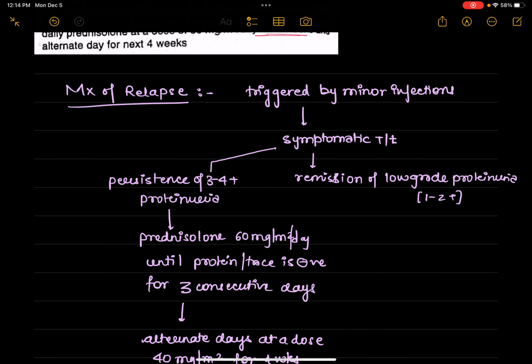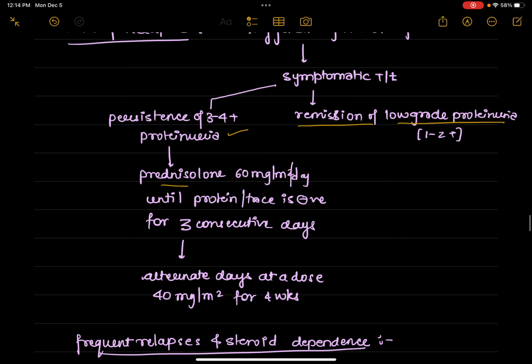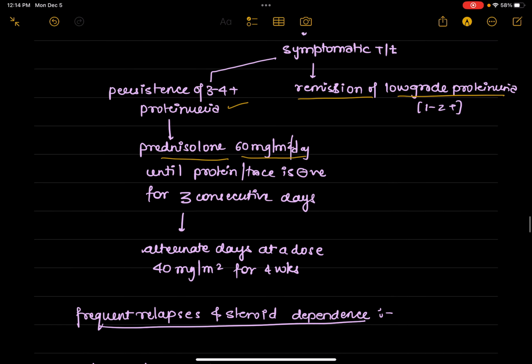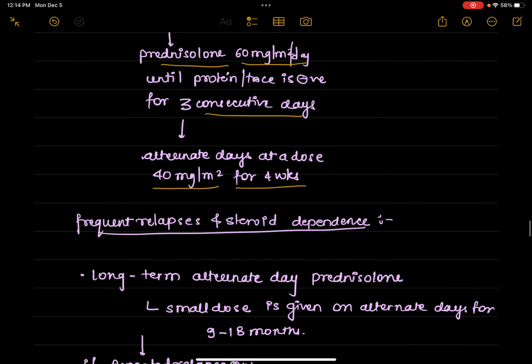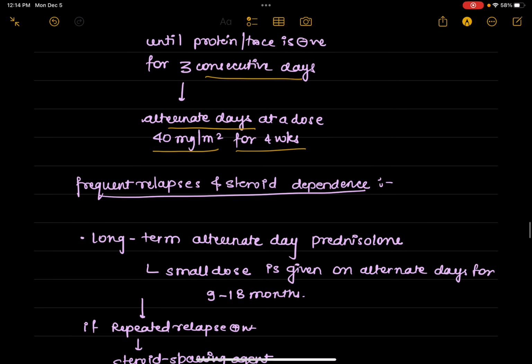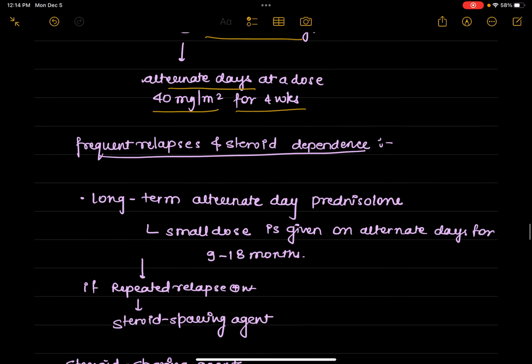What is the management of relapse? Commonly, relapses are triggered by minor infection, so we will give symptomatic treatment, and usually there is remission of low-grade proteinuria, but if there is persistence of high-grade proteinuria, we will give prednisolone 60 mg per meter square per day for 3 consecutive days, and then we will give 40 mg per meter square for 4 weeks at alternate days. Frequent relapse and steroid dependence.